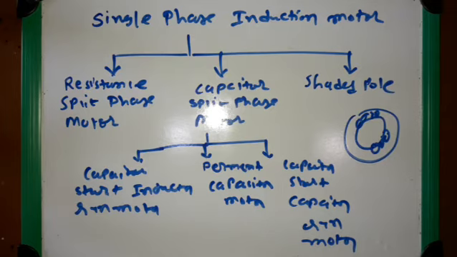Now the next one is the shaded pole type induction motor. The shaded pole induction motor is simply a self-starting single-phase induction motor. One of the poles is shaded by a copper ring, also called a shading ring. This copper ring acts as a secondary winding for the motor, and the shaded pole motor rotates in only one particular direction. The reverse movement of this motor is not possible. If we have to reverse a resistance split motor or capacitor split motor, we just reverse the starting winding or the main winding.